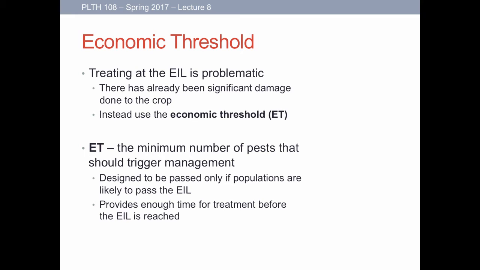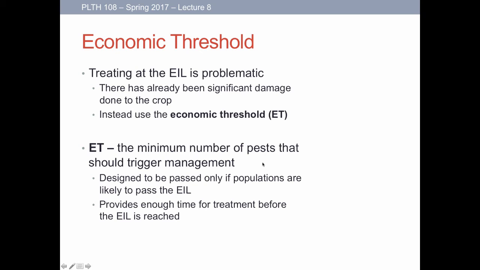Because in reality, by the time the pest has already hit the economic injury level, it's more or less impossible to go out there and treat it immediately. Chances are by the time you line up a sprayer, get a written recommendation, and purchase your chemical, you're already going to have passed that economic injury level. You're going to be substantially higher. And so what we use in IPM instead as our trigger for treating is the economic threshold. The economic threshold is the minimum number of pests that should trigger management. Whereas the EIL is the break-even point, this is the point at which you would actually go out and treat the pest that you found.